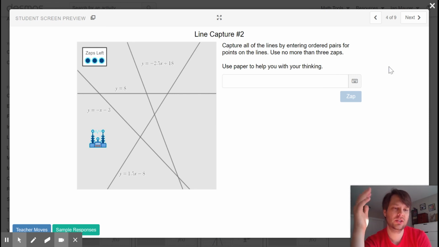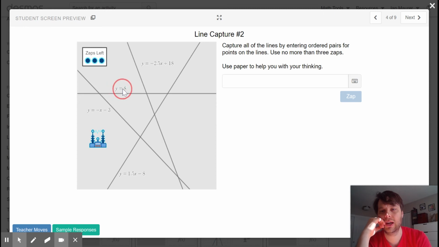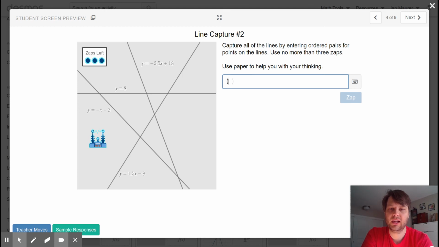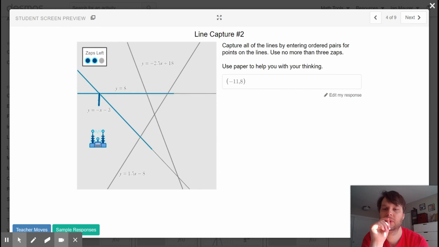The strategy they just used is making those equations equal each other. So I can try to make, say, this line right here, y equals 8, equal this line right here, negative x minus 3. So I know that that line, if I make x equal negative 11, then I'll get a y value of 8. Should tap that point right there.